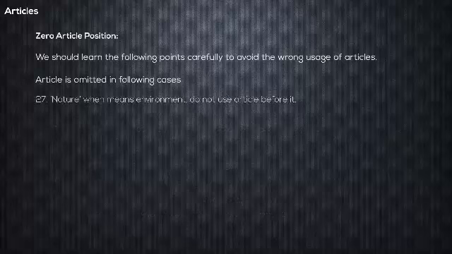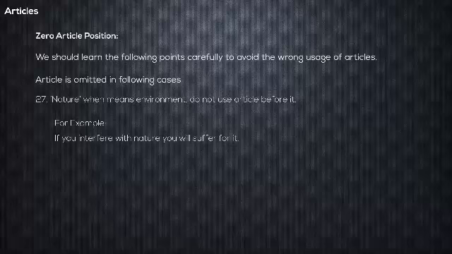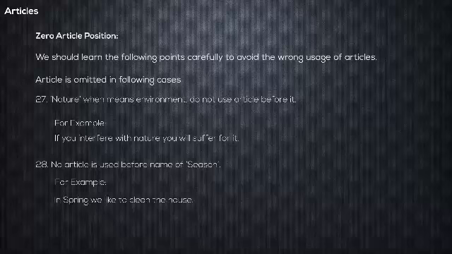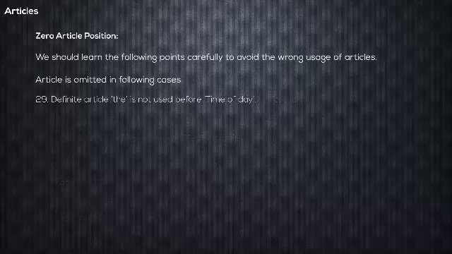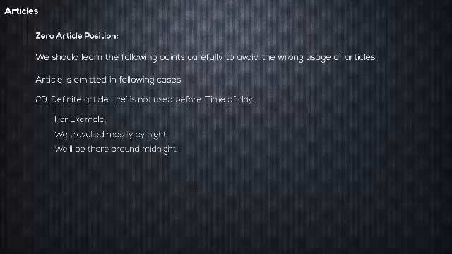27th. Nature, when it means environment, do not use the article before it. For example, if you interfere with nature, you will suffer for it. 28th. No article is used before the name of seasons. For example, in spring we like to clean the house. She is planning to visit her parents in winter. 29th. Definite article the is not used before times of the day. For example, we traveled mostly by night. We'll be there around midnight.